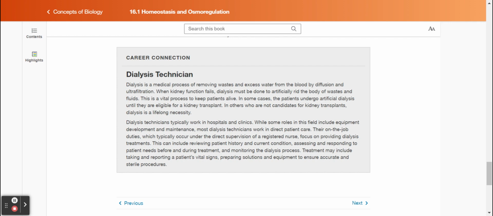Dialysis technicians typically work in hospitals and clinics. While some roles in this field include equipment development and maintenance, most dialysis technicians work in direct patient care. Their on-the-job duties, which typically occur under the direct supervision of a registered nurse, focus on providing dialysis treatments. This can include reviewing patient history and current condition, assessing and responding to patient needs before and during treatment, and monitoring the dialysis process. Treatment may include taking and reporting a patient's vital signs, preparing solutions and equipment to ensure accurate and sterile procedures.